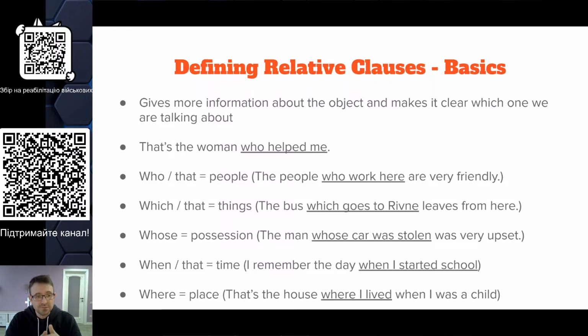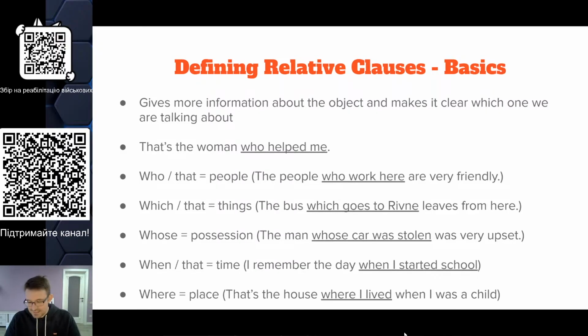So, for defining relative clauses, these are the basic ideas: who or that for people, which or that for things, whose if we want to show possession, when or that for time, and where if we want to talk about a place.